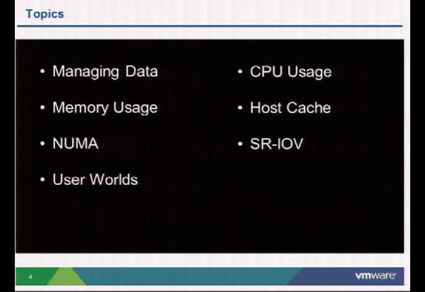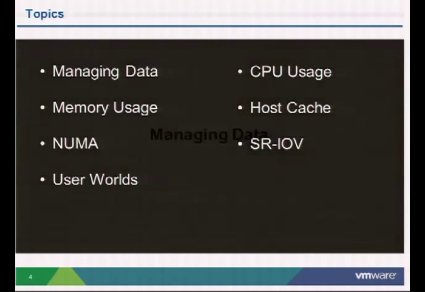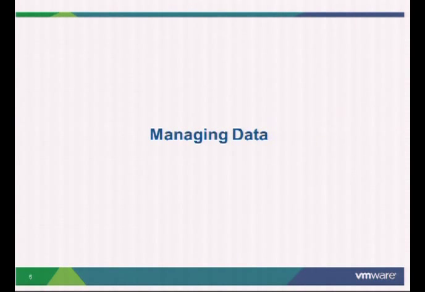And then I'm going to talk about two different types of host cache and how the effects of the host cache can be observed from ESXtop. And I'm going to conclude with a section on SR-IOV, which is a new feature we added in ESX 5.1. And I'm going to say how you're going to observe this feature in ESXtop. Okay, so first let's start with managing data.